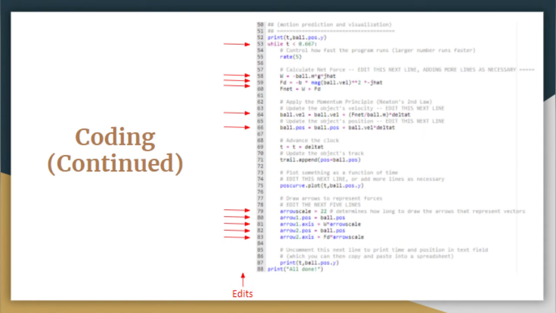For more of the edits that were important to making this code a good model for this situation, some of the additions to the while loop were the addition of the weight force and the drag force formulas, as well as their summation to calculate the net force acting on the falling object, and again, Newton's second law in the form of the velocity and position update formulas. Also, in order to make the visuals more apparent in the coding simulation, there were edits made to the arrow scale and which forces the arrows were representing.